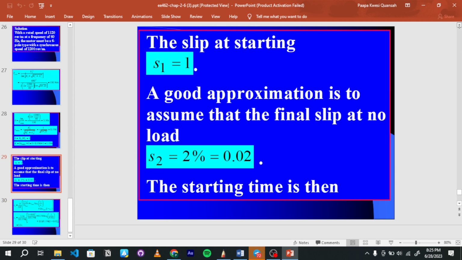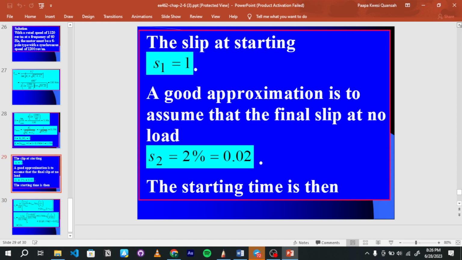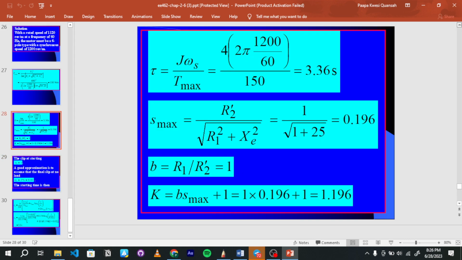Let me explain something here. So the motor is starting, which means you have an initial slip of 1. And then a good approximation is to assume that the final slip at no load is 2%. Remember we read somewhere that it reaches the final speed at about 95 to 98% of the rated speed. So we can approximate the slip. But I asked him, and he said that in the exams they will give us what to use, so we shouldn't worry about the approximation used here. But that's what we have here.